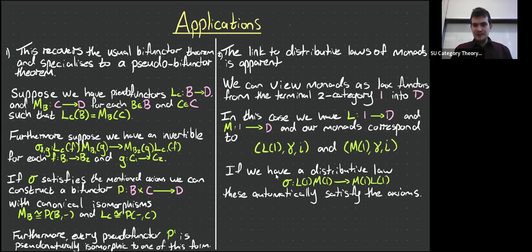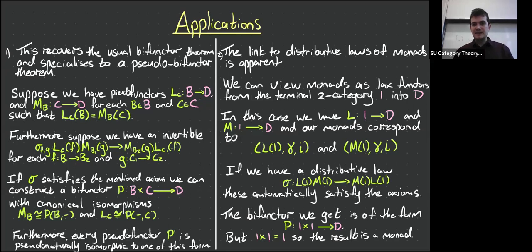So we have this distributive law, and these automatically satisfy the axioms of the monad. From the diagrams you saw, those 2 conditions that I omitted just end up being satisfied immediately. And so the resulting bifunctor we get, remember, we're supposed to get a bifunctor out of this, but a bifunctor is you take the product of the 2 things, so 1 times 1, but 1 times 1 equals 1, and so the resulting bifunctor is again the monad.